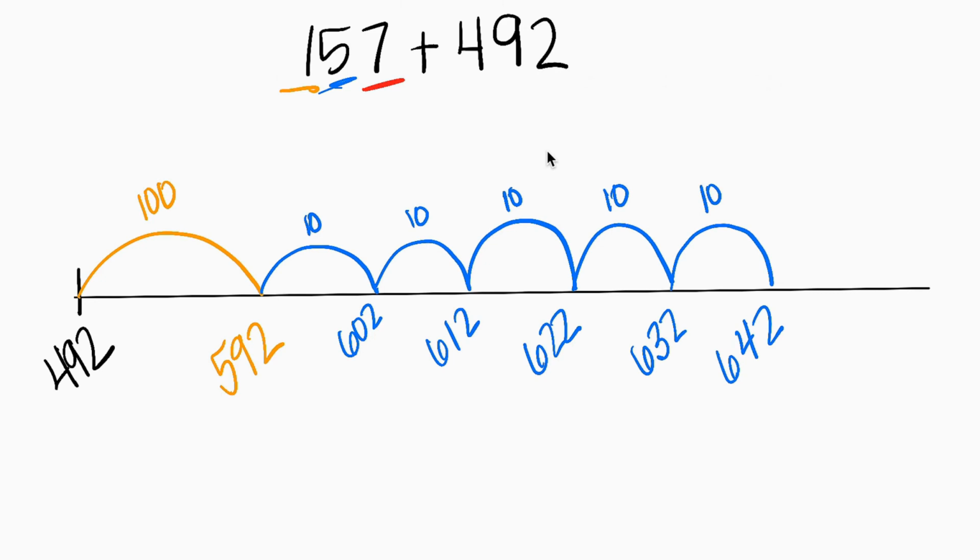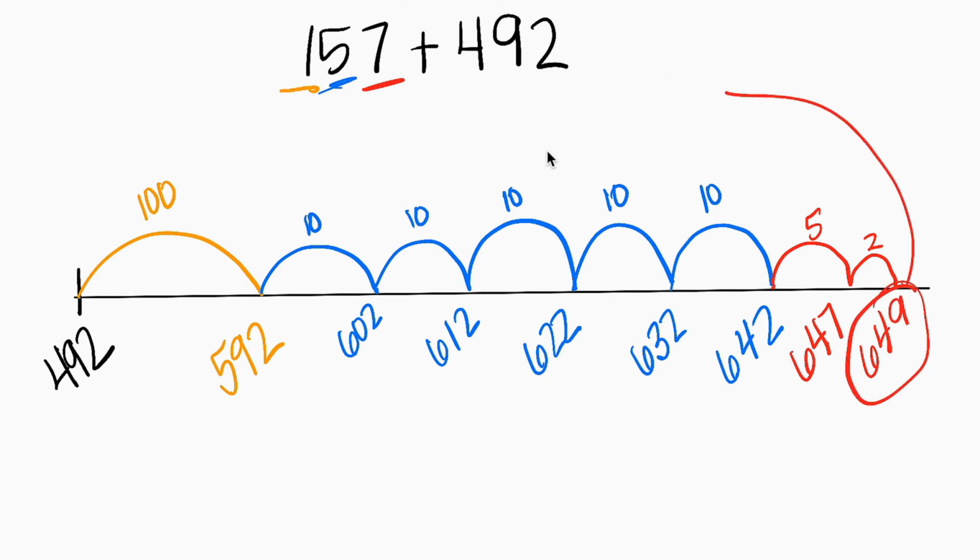We have 7 ones, so we can break it up into a 5 and a 2 because that makes it a little bit easier for that mental math. 642 plus 5 is 647, plus 2 more is 649. I'm going to circle where I landed so I don't forget, and then I'm going to finish off my equation up here with 649.